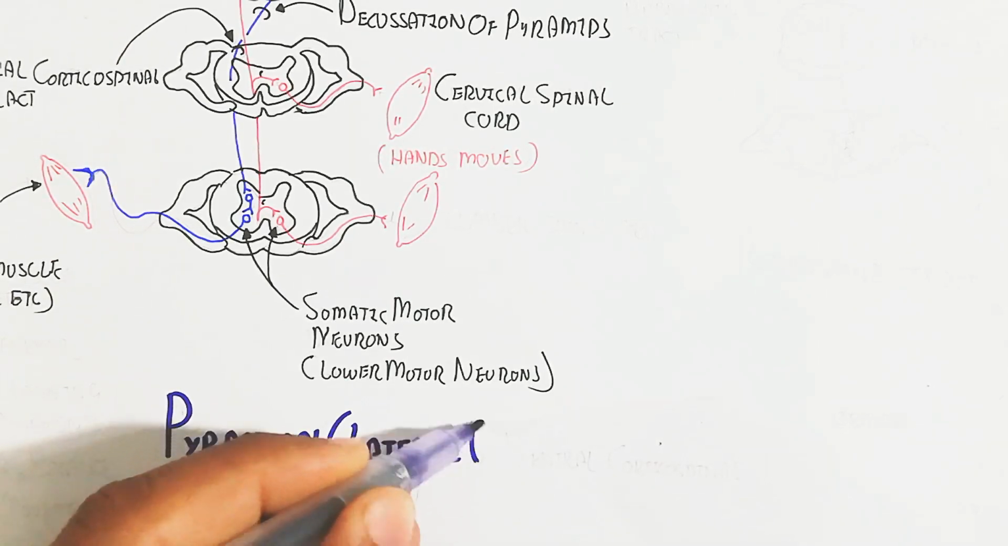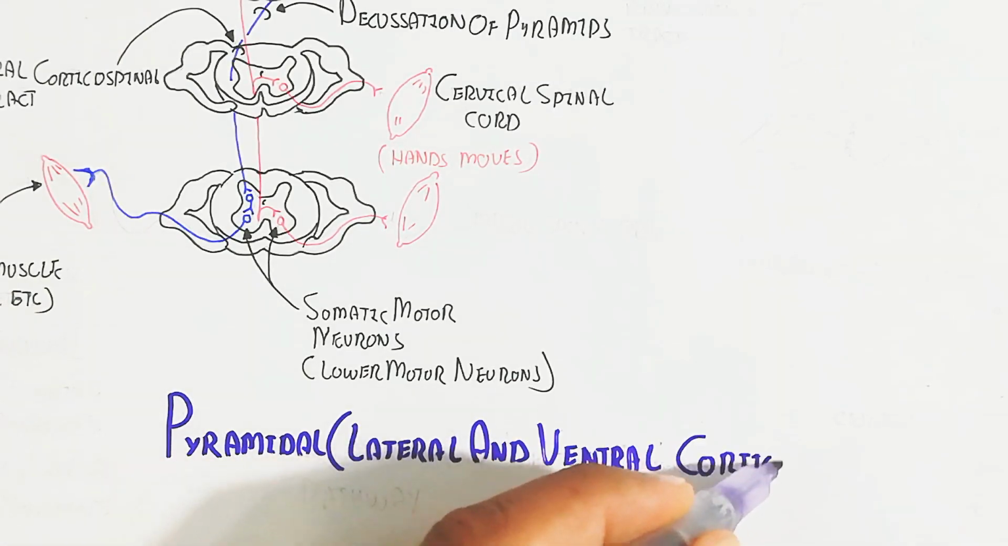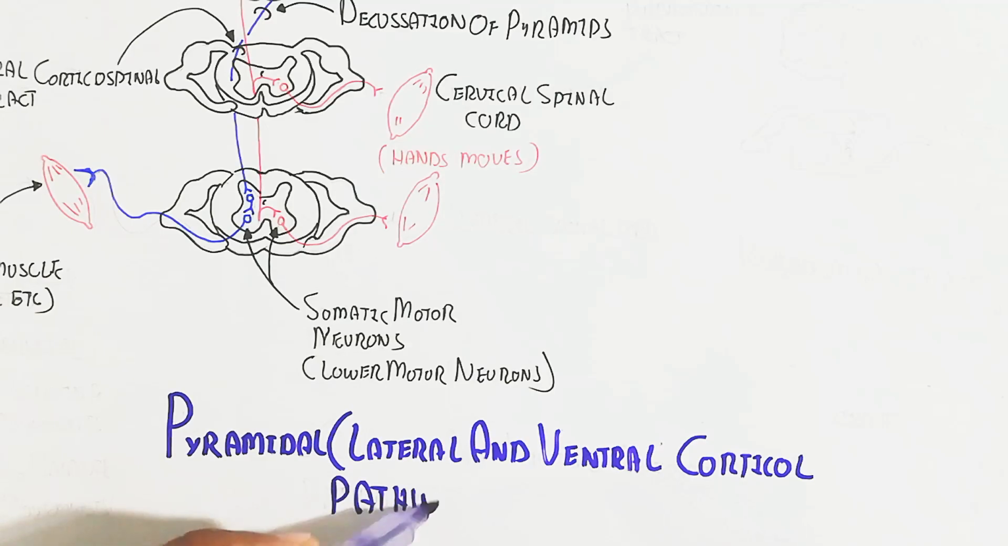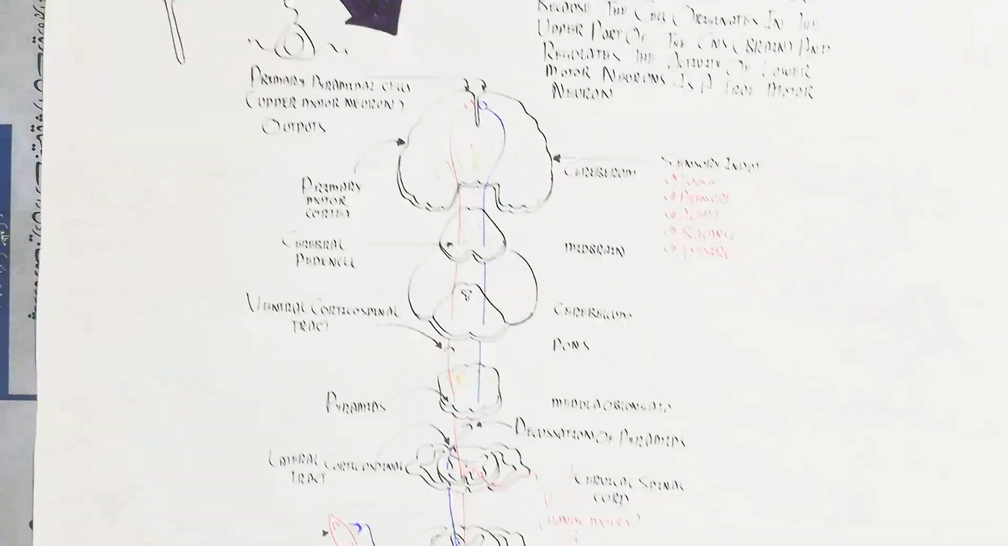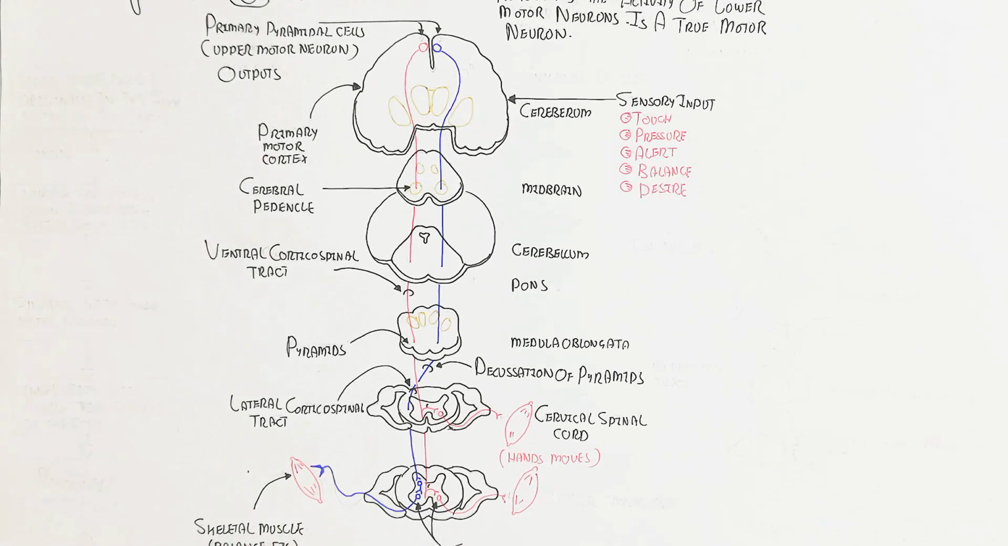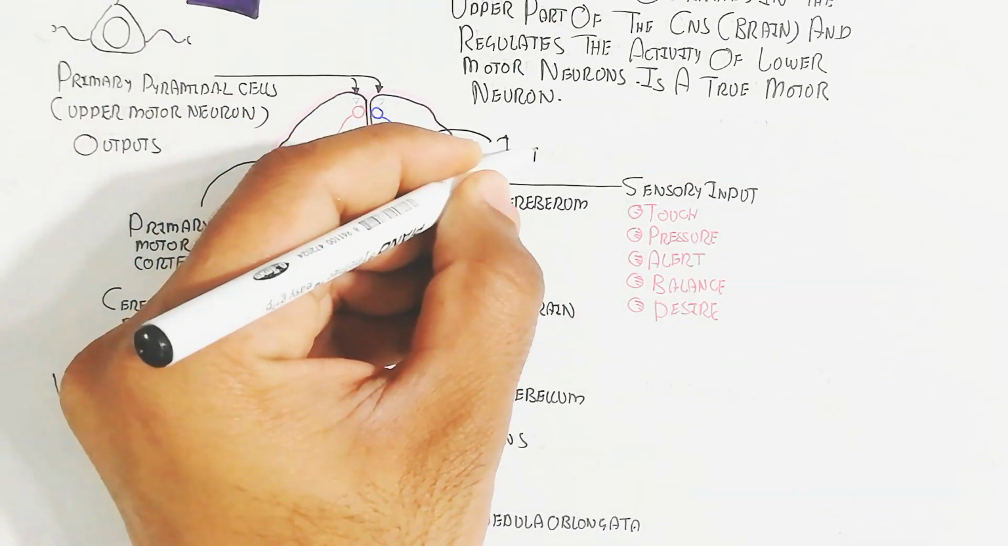So this is the pyramidal, lateral and ventral corticospinal pathway, remember, because pyramidal cells are involved. Anyhow, let's begin to understand the summarization, how it is possible.